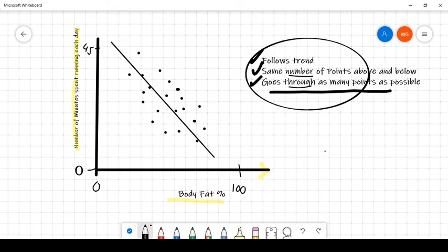Is it possible the line could be a little more this way? Yes, it is, and you'd still get good marks, and you'd still get perfect basically, but not too much. So there's a little window where I would say it is acceptable, probably right in there.